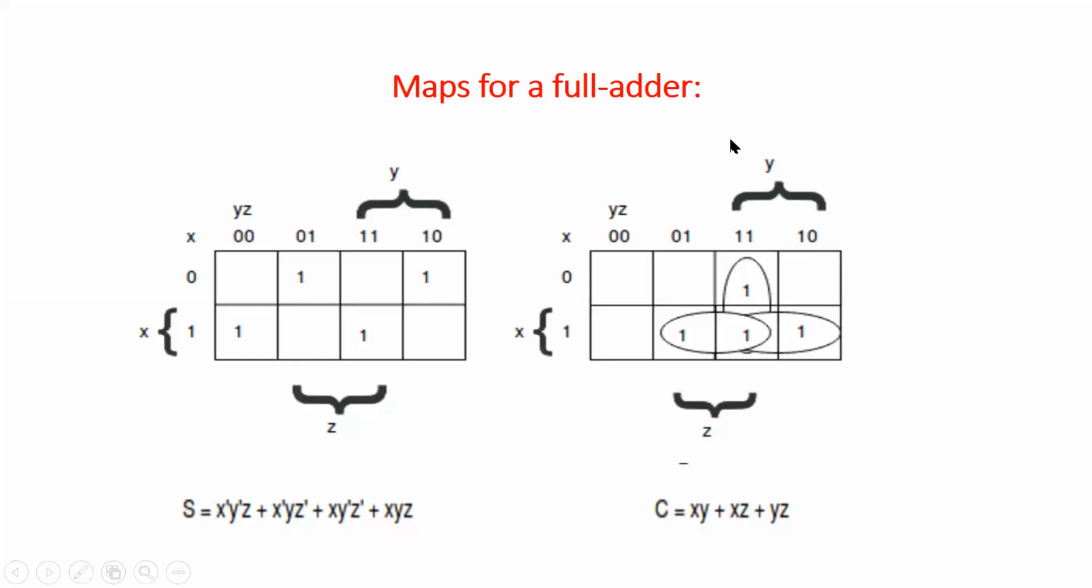Yes, if I tell you to implement, how will you do? See, I have to get somewhere S and somewhere C at the output. Any function should give me this combination. So if I see S, what it has is X dash, Y dash, Z, X dash, Y, Z dash. And here for C, X Y, X Z, Y Z.